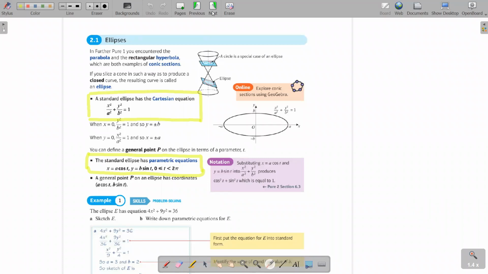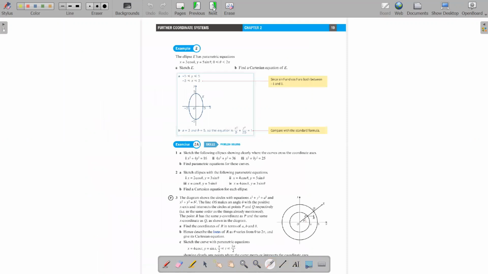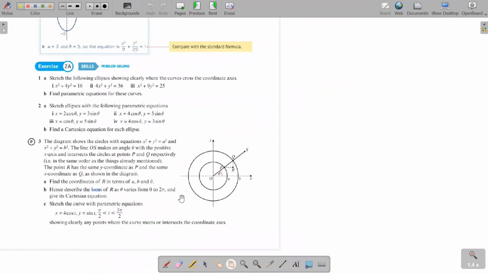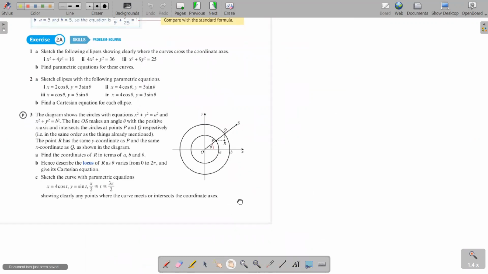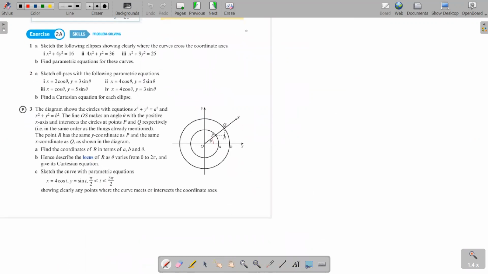Now the next thing we are going to do is learn how to sketch the ellipse. Look at exercise 2A question number 1. Sketch the following ellipses showing clearly the curves across the coordinate axis. The first one, part A, Roman number 1: x square plus 4y square equals 16.